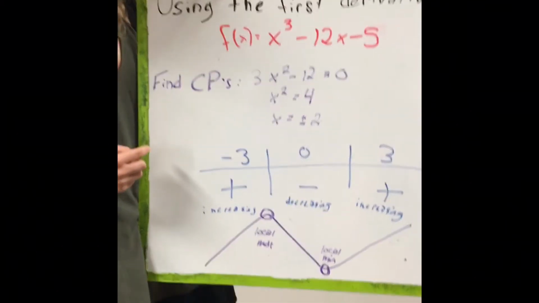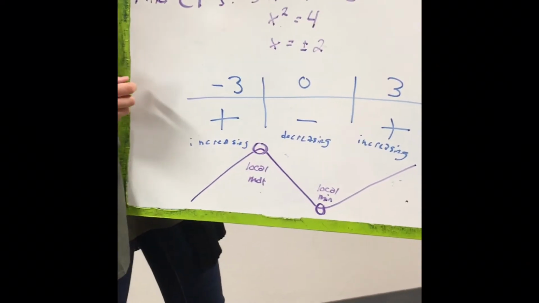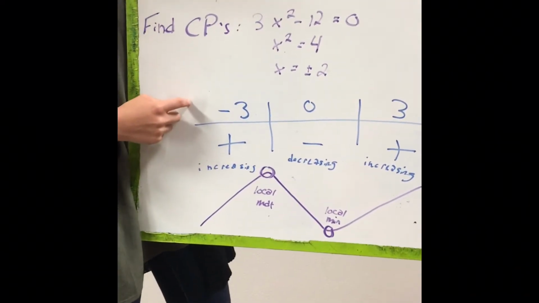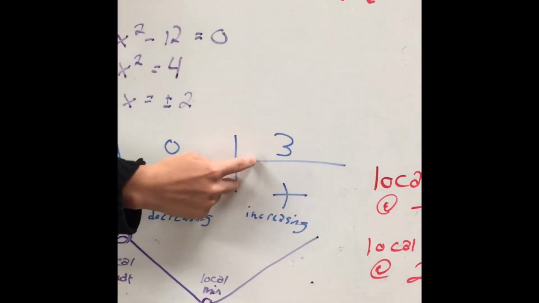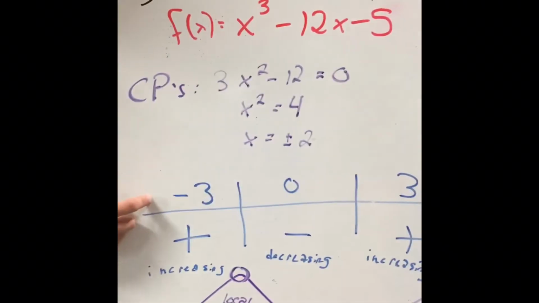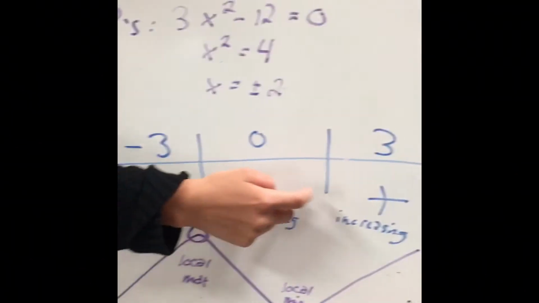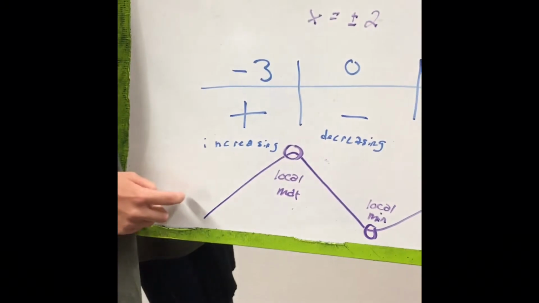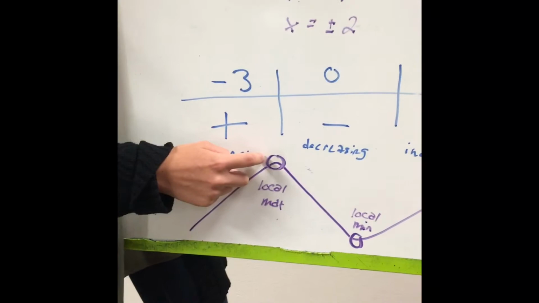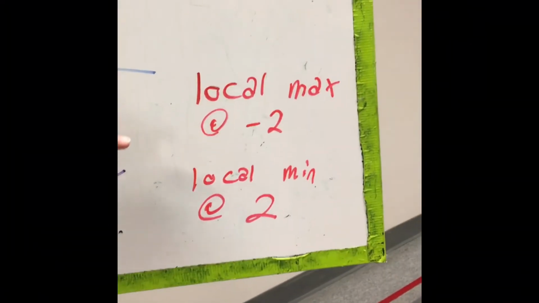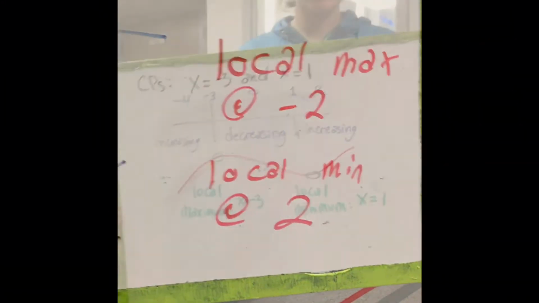Then we're going to set up the little chart. I chose a value less than negative 2, a value in between negative 2 and positive 2, and a value greater than positive 2. When you plug those values into the derivative, you get a positive or a negative value, and from that you can tell if it's increasing or decreasing. If you draw the little line graph, you can easily see that there are local mins and maxes. So there's a local max at negative 2, and a local min at positive 2.